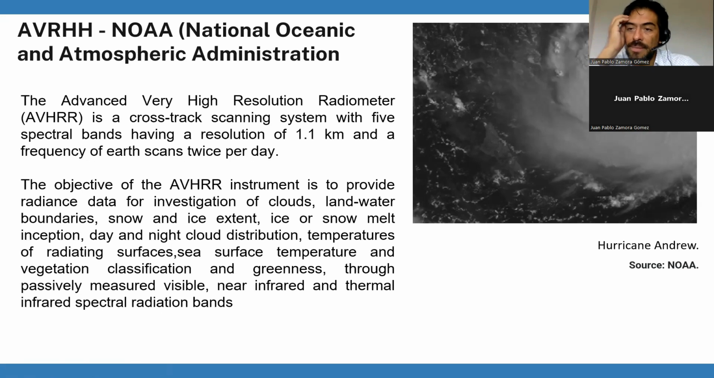And for example, in this image, we can see the developing process for Hurricane Andrew. The objective of this instrument is to provide radiance data for investigation of clouds, land water boundaries, snow and ice extent, ice or snow melt inception, day and night cloud distribution, temperatures of radiating surfaces, sea surface temperature and vegetation classification and greenness through passively measured visible, near-infrared and thermal infrared spectral radiation bands.